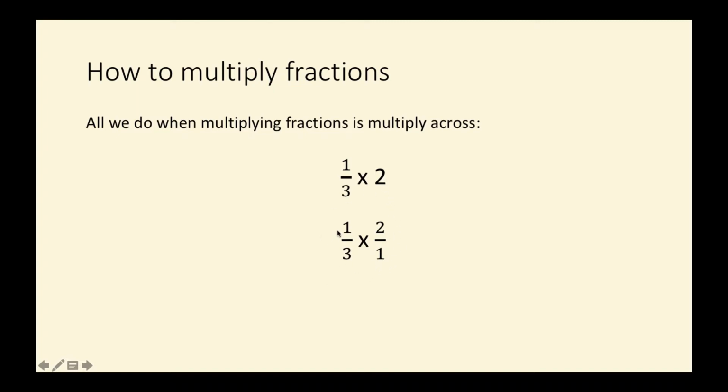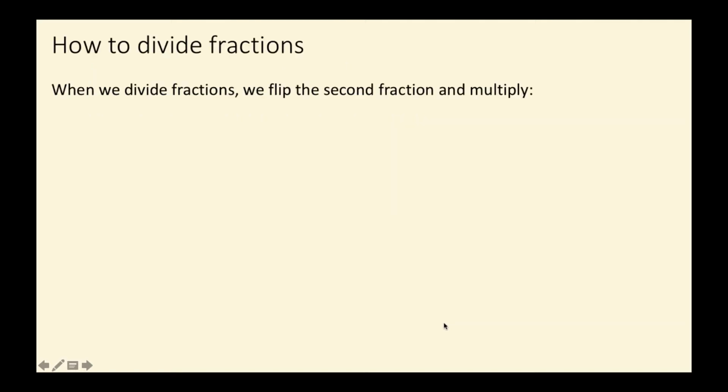And then we just multiply across. 1 times 2 is 2 and 3 times 1 is 3. So you get 2/3, so nice and easy. Okay, so let's move on to some division then.